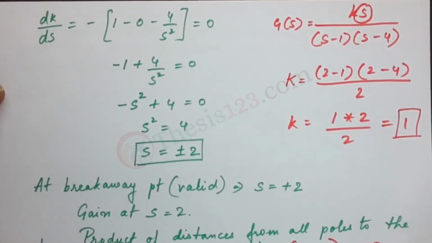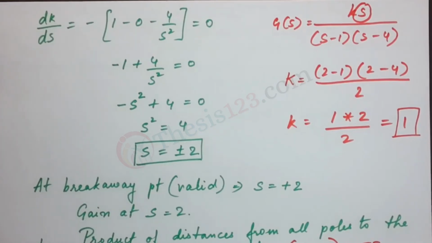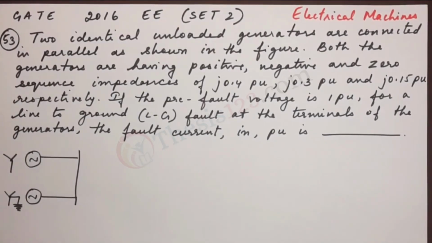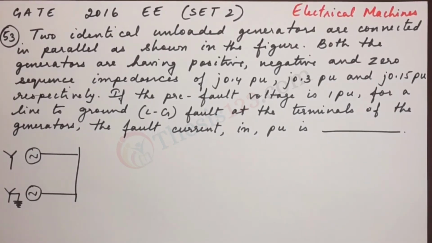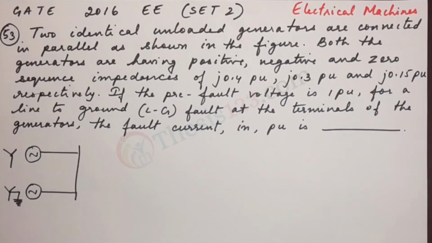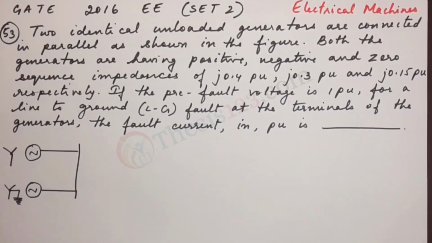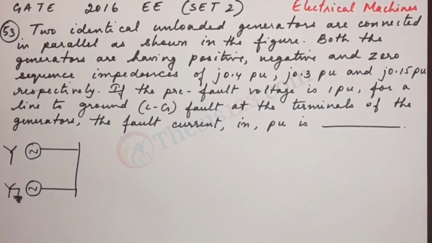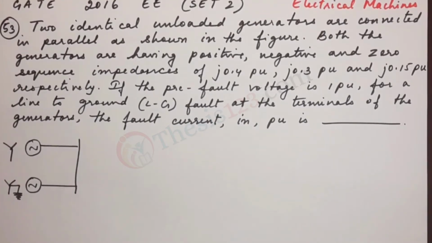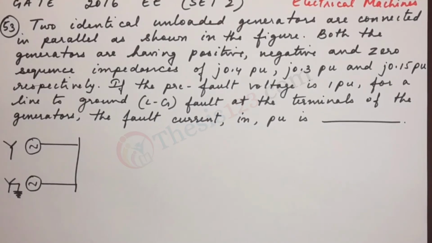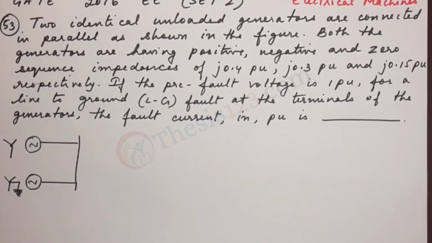So I hope the generalization has helped. Here's the next question, number 53. Two identical unloaded generators are connected in parallel as shown in the figure. Both the generators are having positive, negative and zero sequence impedances of j0.4 pu, j0.3 pu and j0.15 pu respectively.